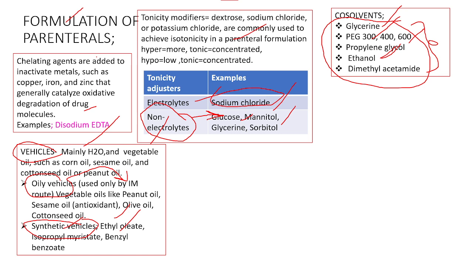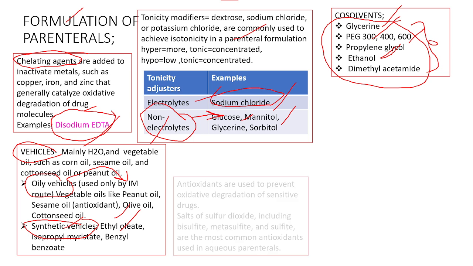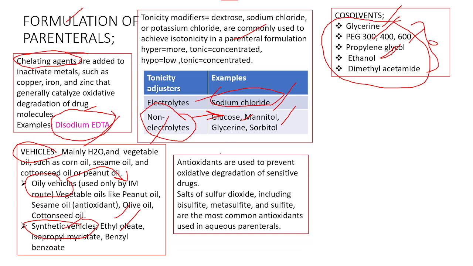Next one is chelating agents, which we already know, to prevent the oxidation catalyzed with the help of metals. An example of a chelating agent is disodium EDTA. Next one is antioxidants, to prevent the oxidation carried out with the help of oxygen atom. What are the antioxidants? We can discuss that in the upcoming slide.